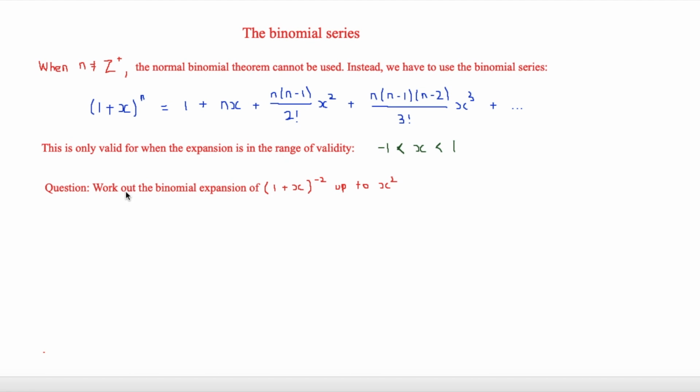The first question is the easy question out of the three we will be answering today. It says work out the binomial expansion of (1 plus x) to the minus 2, up to x squared. To do this, we just use the formula that is given in the exam. We start off with the 1, and then we do nx. So n is minus 2 here, and x is just x, so it's going to be minus 2x.